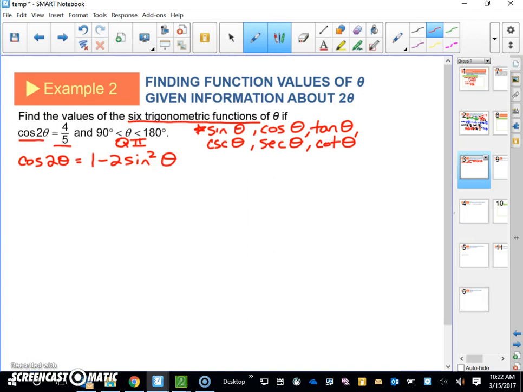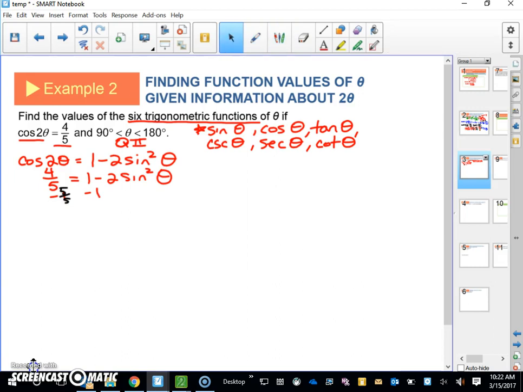Okay? We're going to fill in the blanks as best we can. We're going to solve for sine theta. I know cosine 2 theta equals 4/5, so we should be able to fill that in right there. 4/5 equals 1 minus 2 sine squared theta. I'm trying to write small because we've got a lot of stuff to write. If I'm going to solve this, I'm going to isolate the sine theta. Just like any other algebra equation, we're going to subtract 1. And that's 5/5. So if I subtract 5/5 there, it's going to be 4/5 minus 5/5 is -1. -1/5 equals -2 sine squared theta.